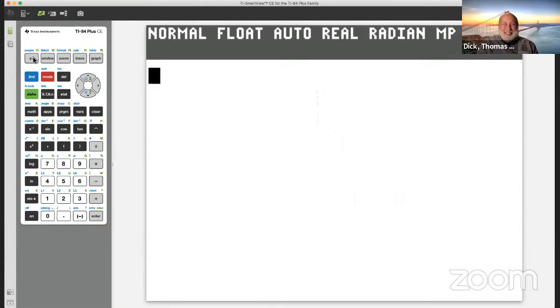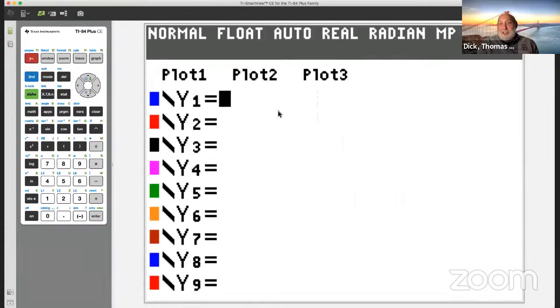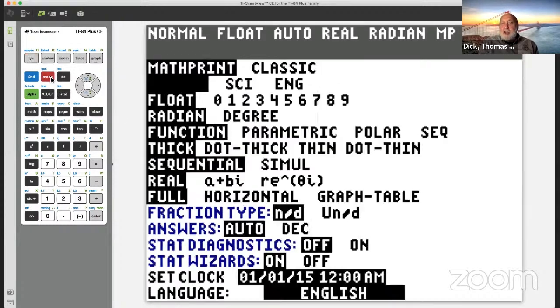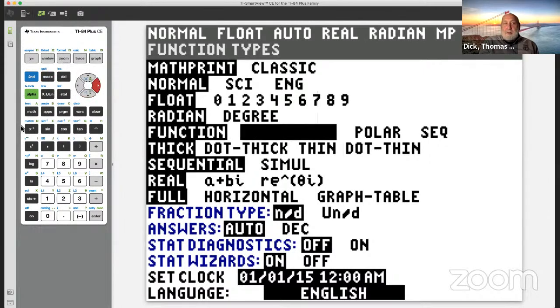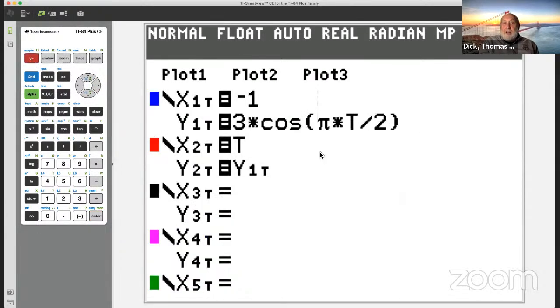So, okay. I'm going to go to the Y equals menu, and this is what we usually see when we're using graphing calculators, handhelds. Most of our work is done plotting functions, and this is our usual Y equals menu. I'm going to change the mode and go to parametric. So I'm going to arrow down to parametric, hit enter, and now I'll go back to the Y equals screen. You can see I've already entered some things parametrically.